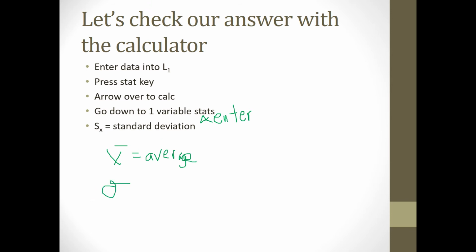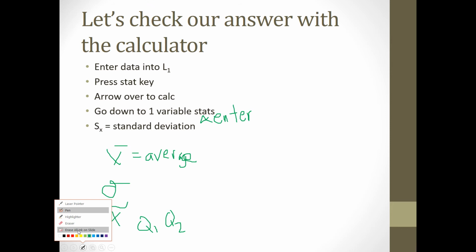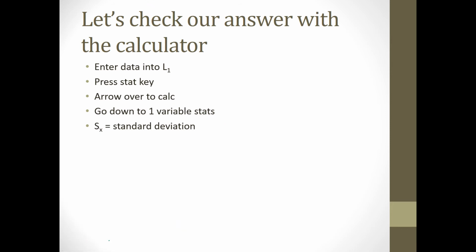It'll also give you your population standard deviation. And if you scroll down, you're going to see the median. You're also going to see quartile 1 and quartile 3. You'll see the min and you'll see the max. If you have any questions about how to put it in your calculator, come see me for tutorials and we'll go over it.